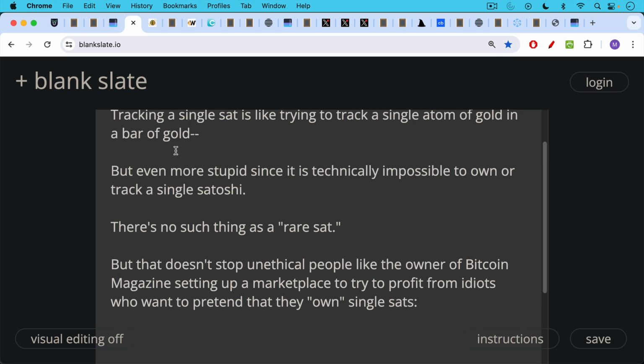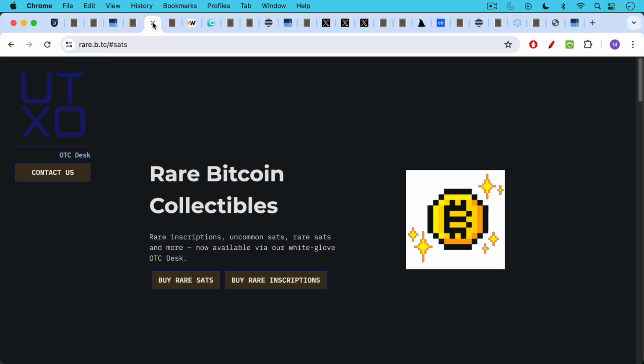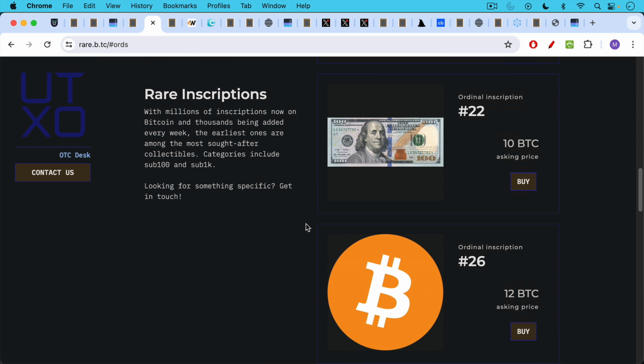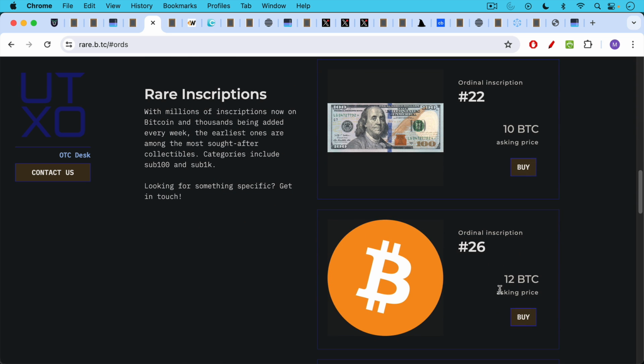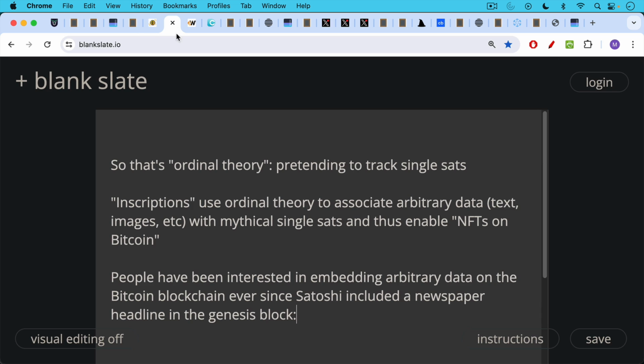There's also no such thing as a quote-unquote rare sat, but that doesn't stop unethical people like the owner of Bitcoin Magazine from setting up a marketplace to try to profit from idiots who want to pretend that they own single sats. This is UTXO OTC Desk. UTXO is a company that's owned by David Bailey of Bitcoin Magazine, and he allows you to buy stupid things on here like rare sats and inscriptions. In one case, for example, these inscriptions selling a Bitcoin logo for approximately $750,000, just a JPEG. So that's ordinal theory, pretending to track single sats.